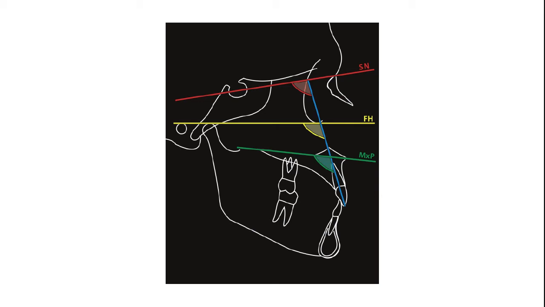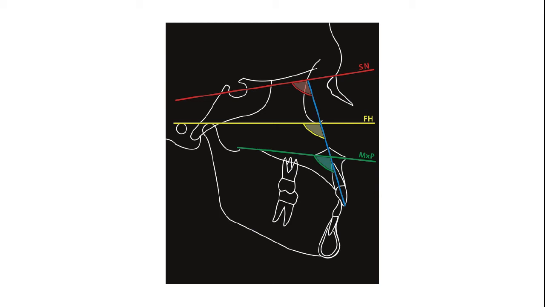Maxillary incisor to Frankfurt horizontal plane. The long axis of the maxillary incisor is extended to intersect the Frankfurt horizontal plane and the posterior angle is measured. Again, the maxillary incisor crown root angle and the inclination of the Frankfurt horizontal plane must be taken into account. The final item is the maxillary incisor to NA line.